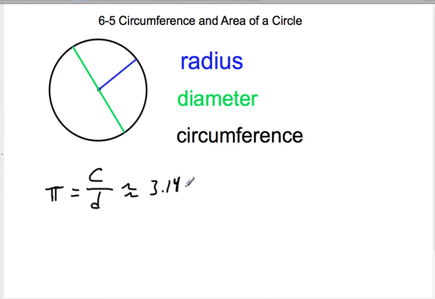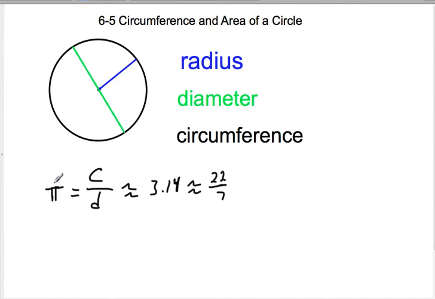And we also have other approximations of pi. Sometimes we use 22/7. I'll explain a little later what the benefit of the fractional version is versus the decimal version. And other cultures use different approximations for pi.